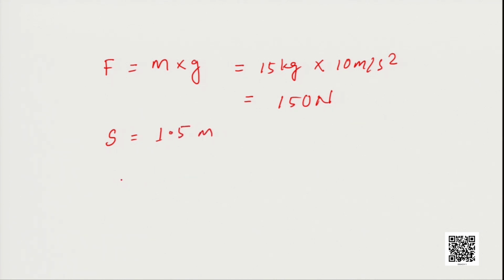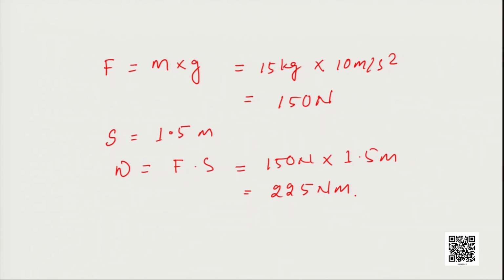The displacement given to us is 1.5 meter. So, the work done will be W is equal to F into S, the product of force and displacement, which is equal to 150 Newton multiplied by 1.5 meter, and that will give us a value of 225 Newton meter, or we can say that is 225 joule. So, from the numerical, what we conclude is that in order to lift that luggage to a height of 1.5 meter from the ground, the porter has to do a work of 225 joule.